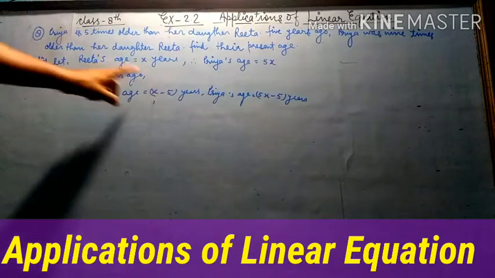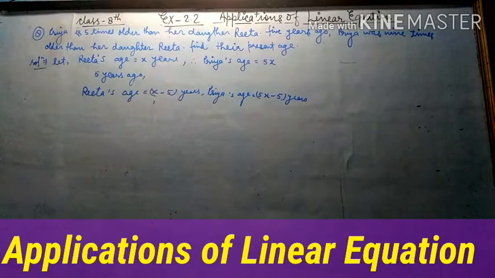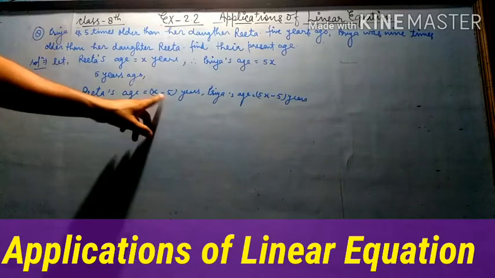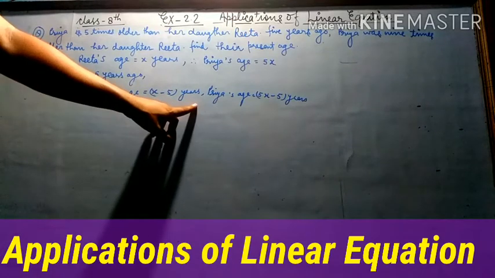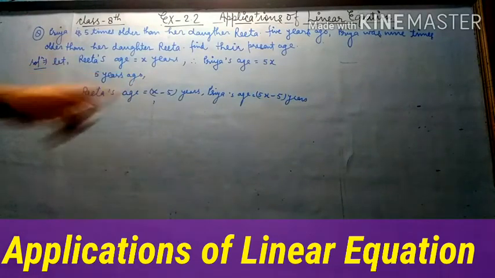5 years ago means 5 years before. As you know, when we go back from our ages, our age is less. Suppose you are 15 years, and if I ask what your age was 5 years before, then you will subtract 5. From 15 minus 5, 5 years before you were 10 years. So we will subtract 5. Rita's age is x minus 5 years and Priya's age is 5x minus 5 years, because 5 years ago is the condition.